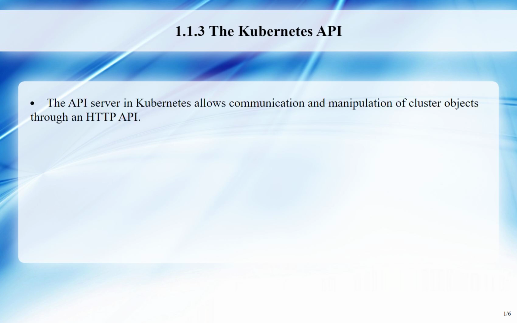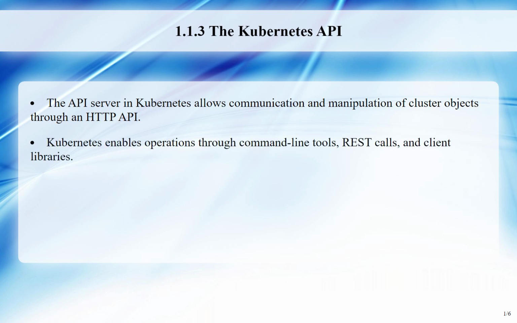The API server is the core of the Kubernetes control plane, allowing communication between different parts of the cluster, end users, and external components through an HTTP API. This API enables querying and manipulation of Kubernetes API objects like pods, namespaces, and config maps. Operations can be done through command line tools like kubectl and kubeadm, or directly through REST calls. Kubernetes provides client libraries for developing applications using the API.